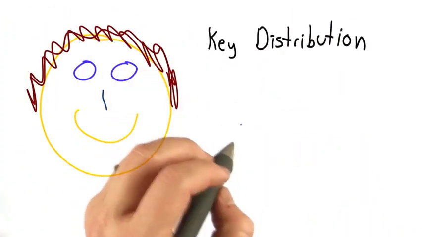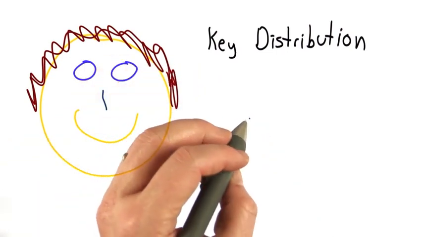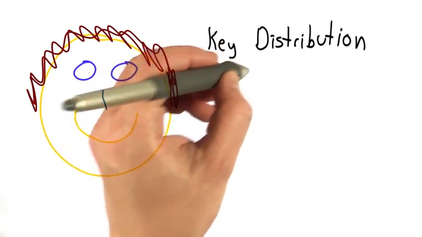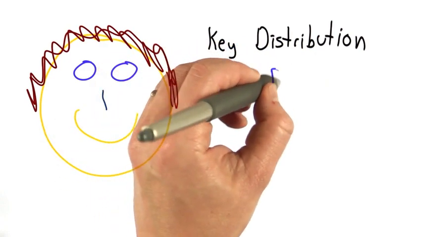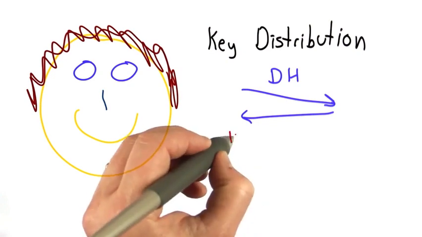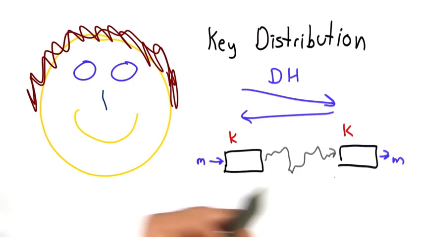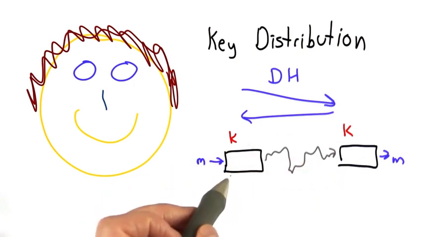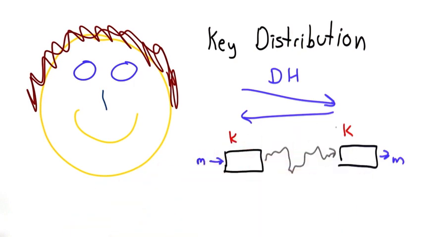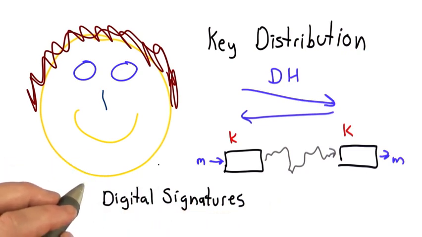So this brings us to the end of Unit 3. As long as we have a channel with integrity, we have a solution to our key distribution problem. We can use the Diffie-Hellman protocol, where at the end of the protocol, we've established a shared secret. And once we've established that shared key, we can use it to send messages using our symmetric encryption operations from the previous 2 units.